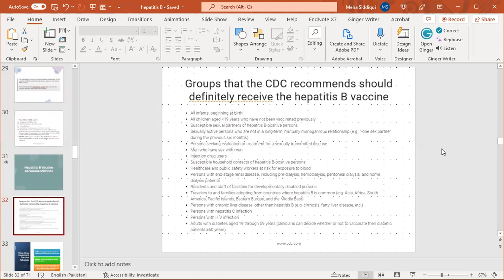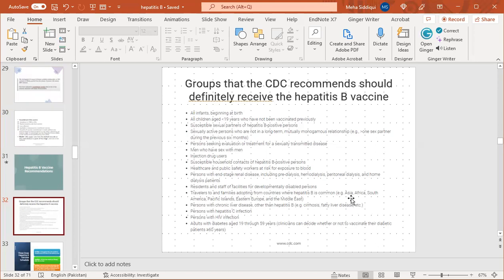developmentally disabled persons, travelers to and families adopting from countries where hepatitis B is common, that is Asia and Africa, and persons with chronic liver disease other than hepatitis, like cirrhosis and fatty liver disease, persons with hepatitis C infection, persons with HIV infection, and adults with diabetes aged 19 to 59 years.